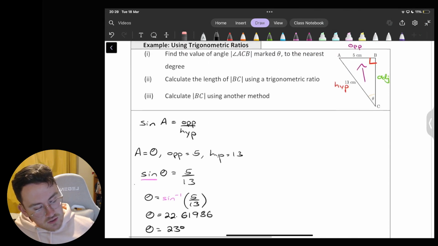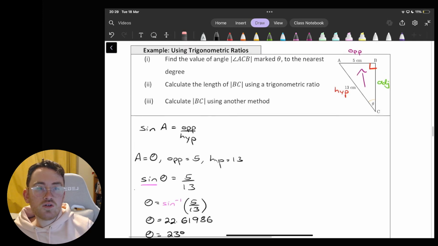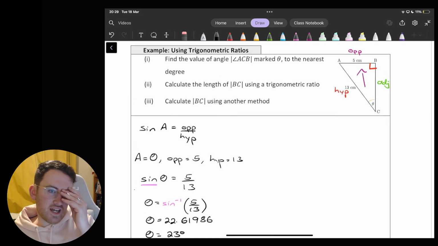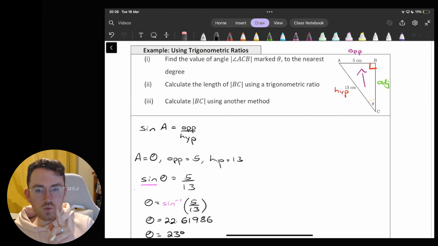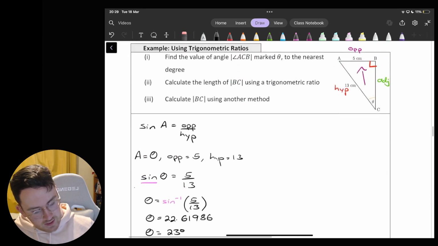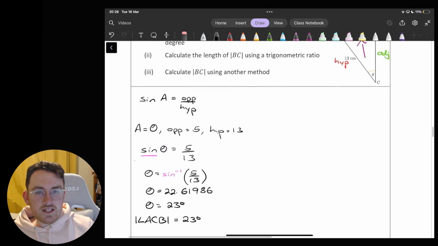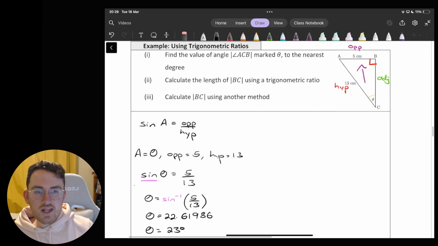If we go to part 2, calculate the length of BC using a trigonometric ratio. Looking at what I have here and the options available to me, I only have one angle that I can use in any of these trig ratios, and that's the angle we just worked out, angle C. To fully finish off that question, let's make that explicit: the size of angle ACB is 23 degrees. So we know we can use that angle.